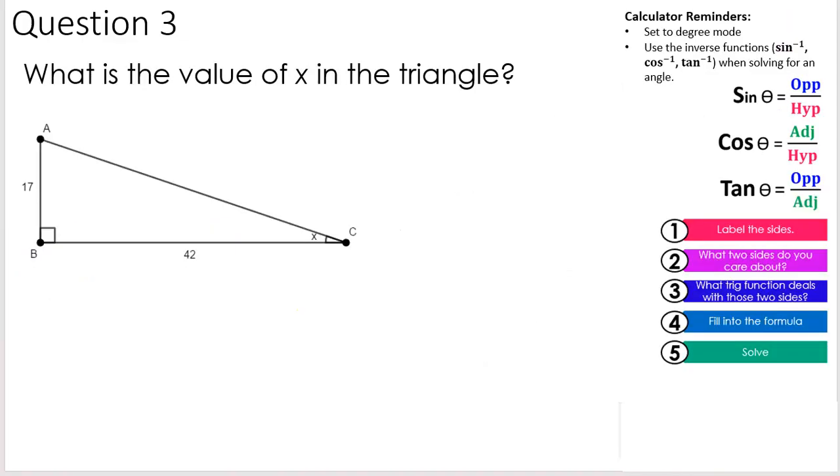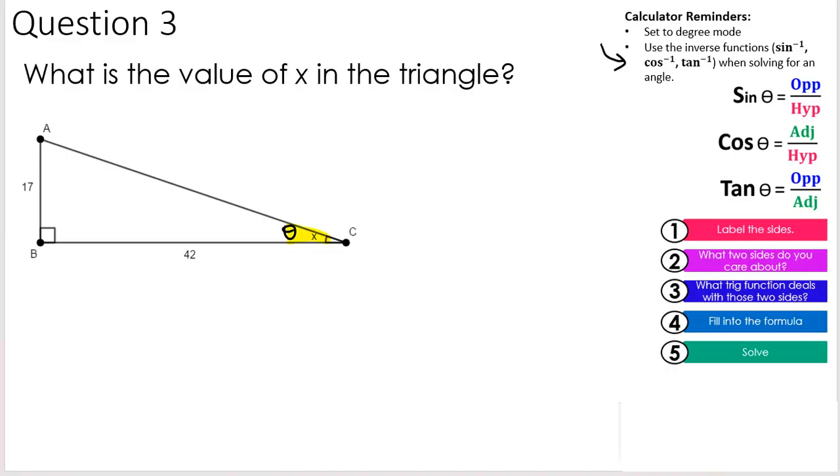Okay, question 3. What is the value of x in this triangle? Now, here's my x. The funky thing there is we're trying to find the angle, right? We're trying to find theta. And we still use sine, cosine, tangent, but when we're trying to find the angle, we're going to use the inverse buttons, okay? So let's see if the steps are still the same.